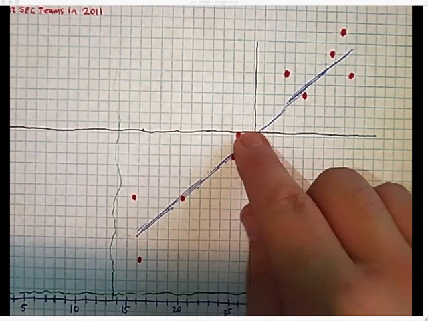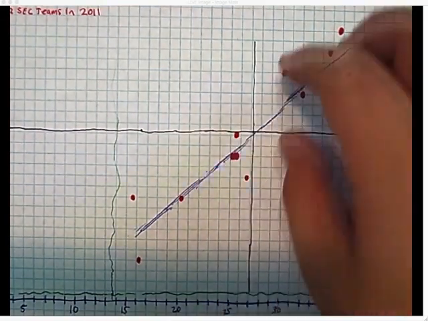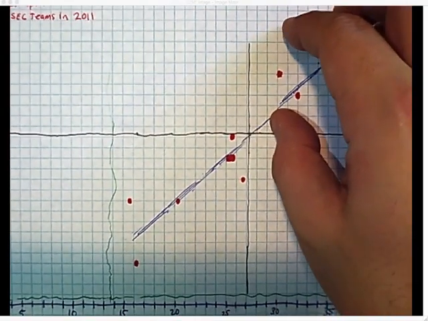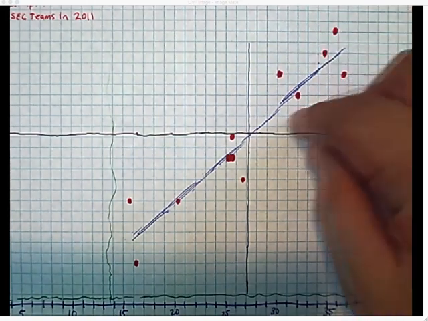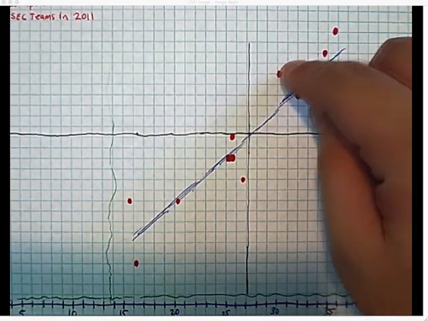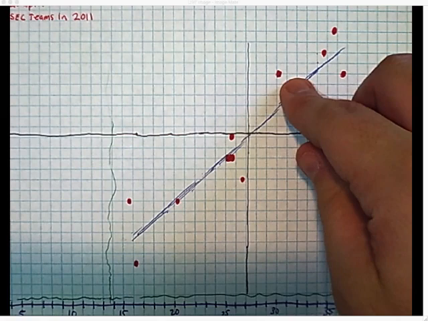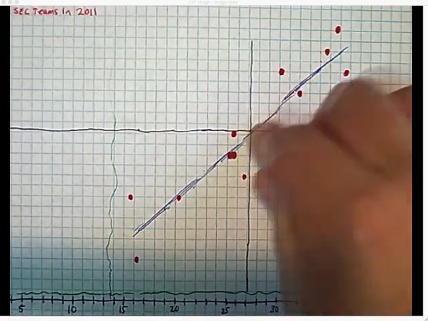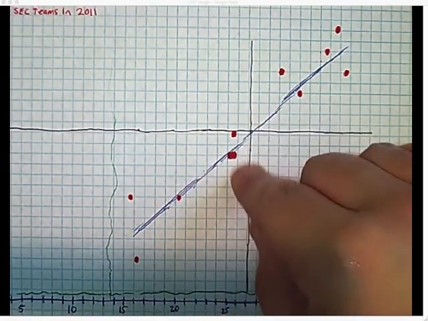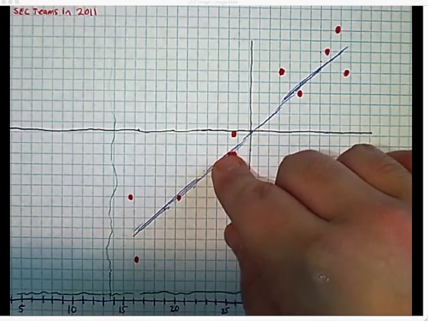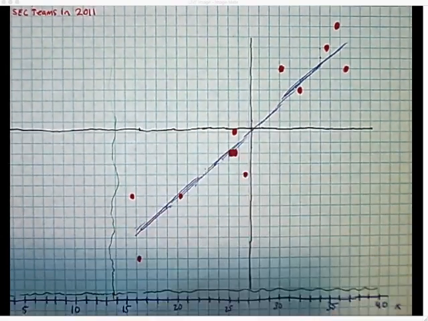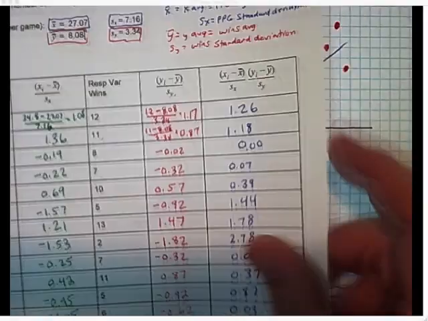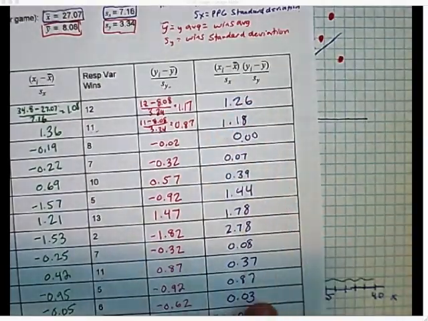Now notice, all of these points are up here in the first quadrant. What do you know about multiplying x values and y values? What happens if they're both positive? Well, a positive times a positive is a positive. What about if you're in the third quadrant in a coordinate plane? A negative times a negative would also be positive. Guess what? That's why all of these numbers are positive.